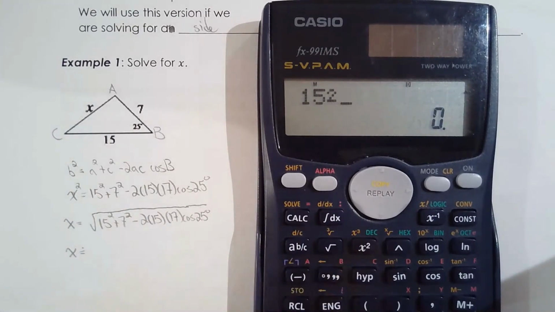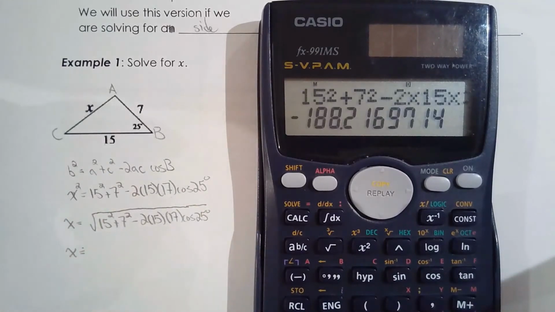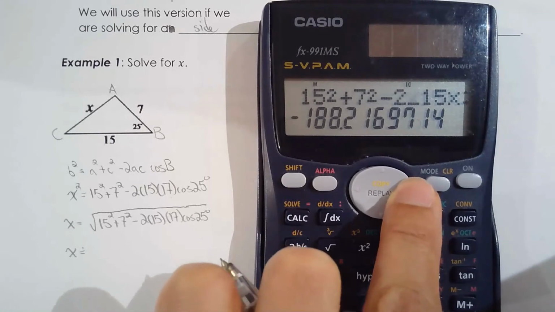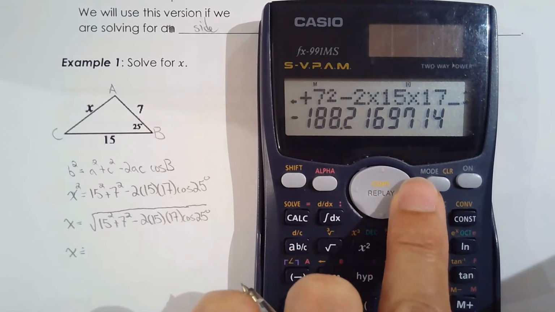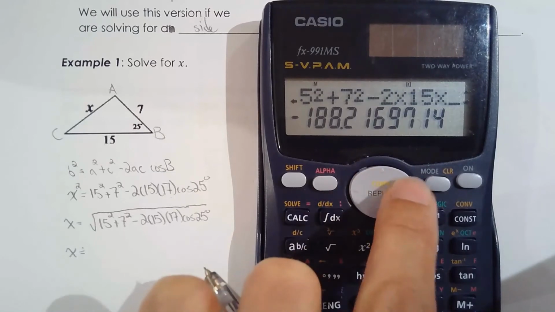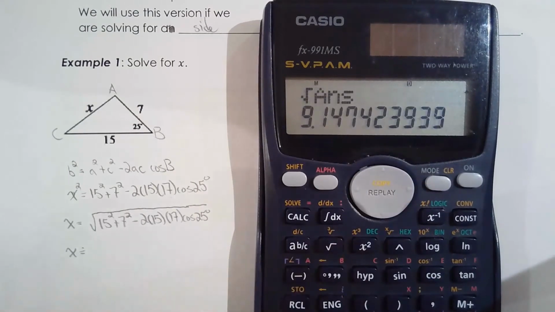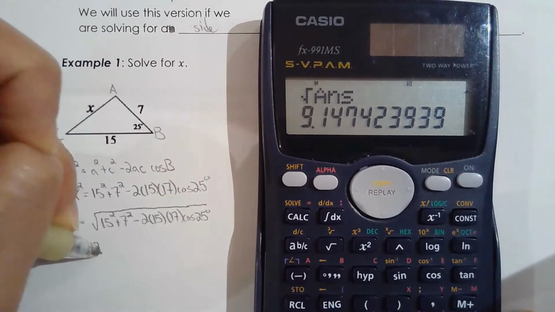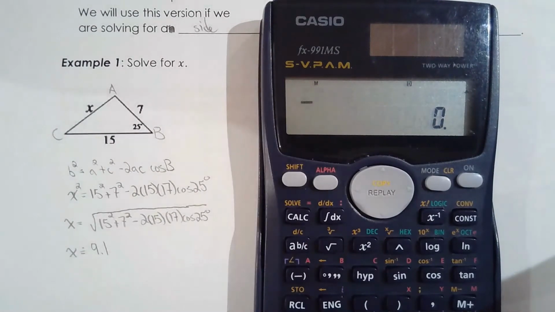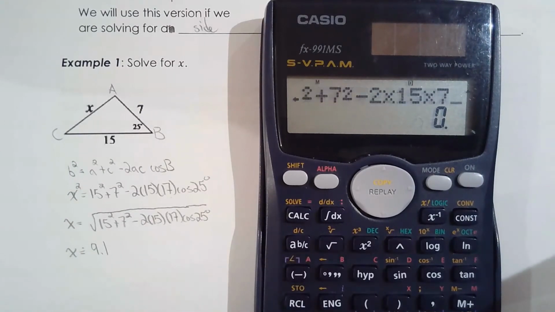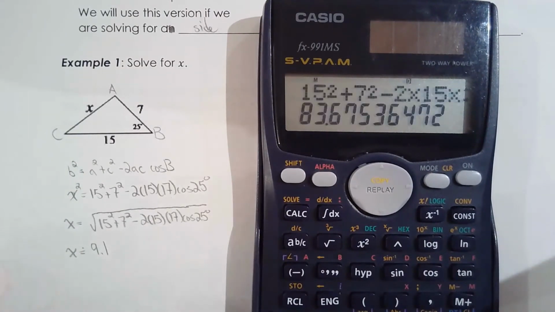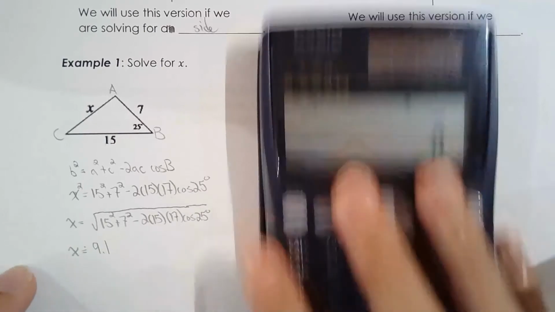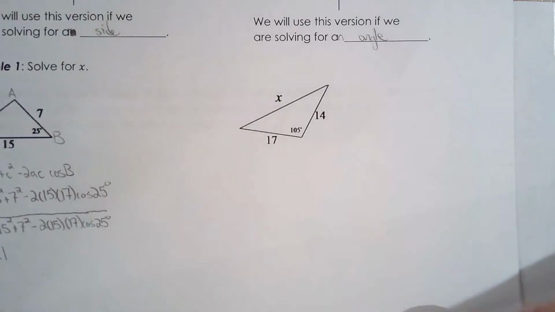Whoops. Let's try again. I think it's because of the brackets I put in. I think I just quickly mistyped something. Well, that's not good. What did I do wrong? Oh, it's 7. I'm so silly. Alright, 9.14, let's say about 9.1. I'm going to quickly check because I made two mistakes. Yeah, awesome.